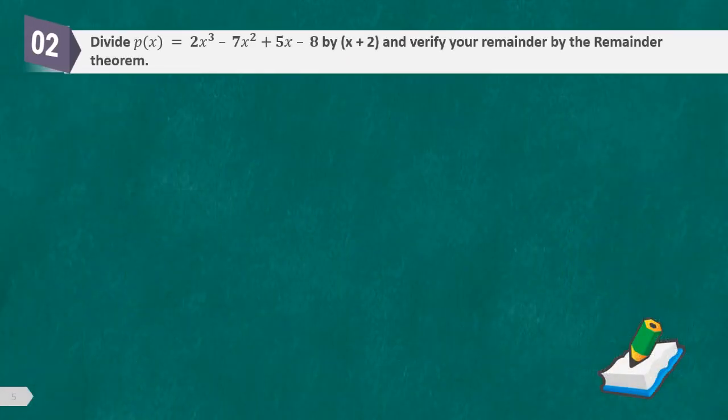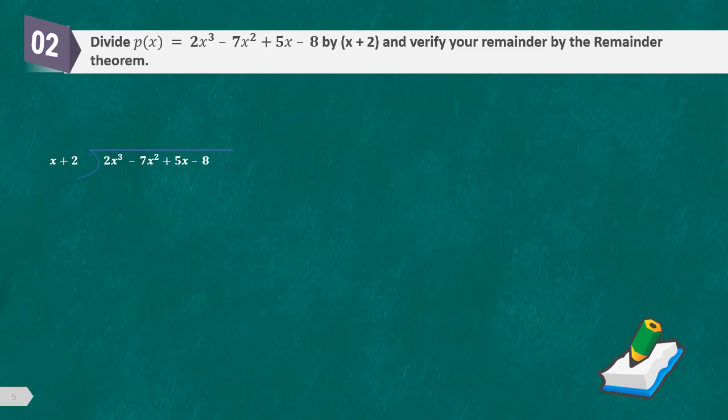Now we proceed for the next question. Divide p of x equal to 2x cube minus 7x square plus 5x minus 8 by x plus 2 and verify your remainder by the remainder theorem. To proceed, in this question, the dividend is given 2x cube minus 7x square plus 5x minus 8 and the divisor is given x plus 2.